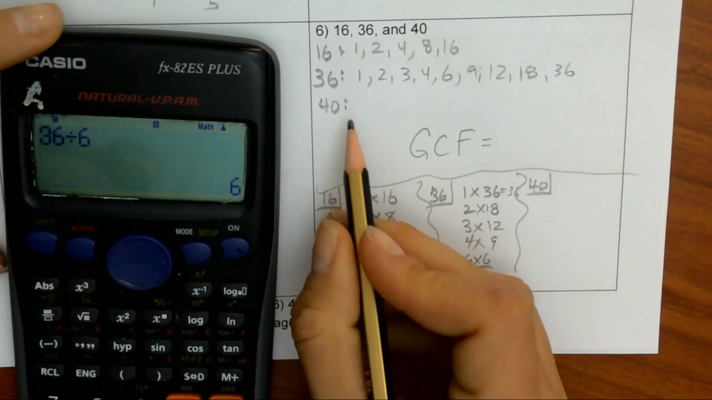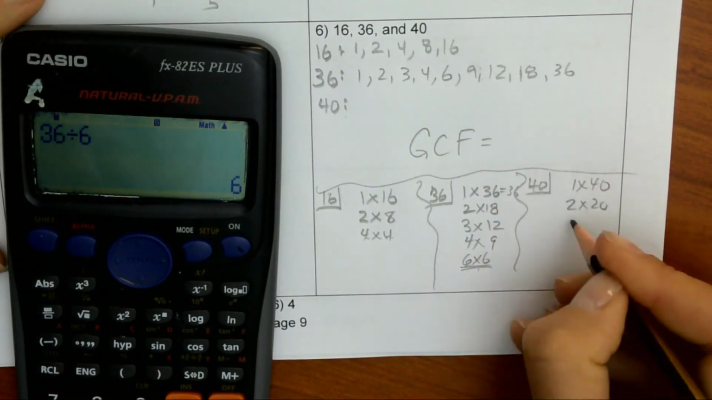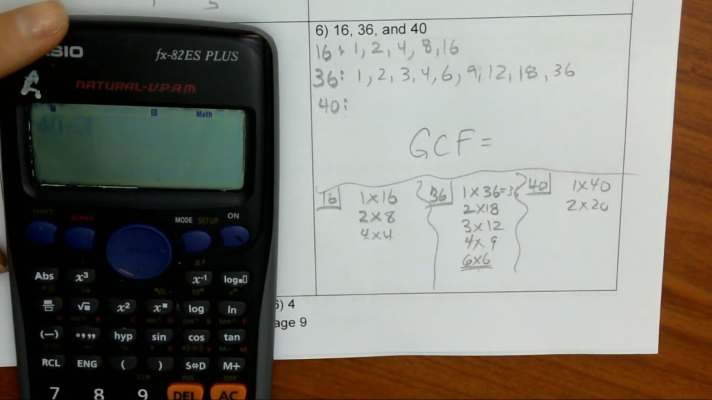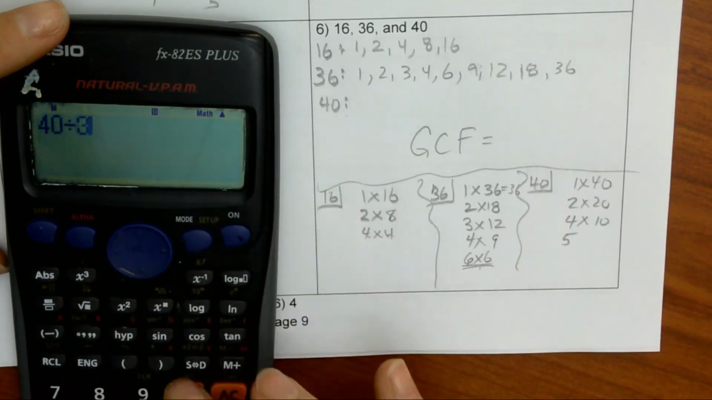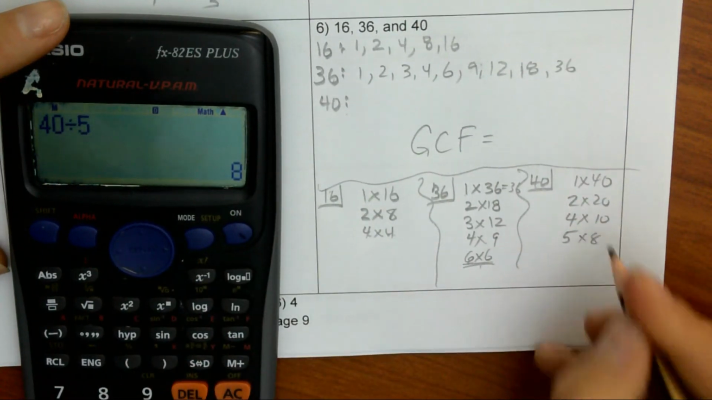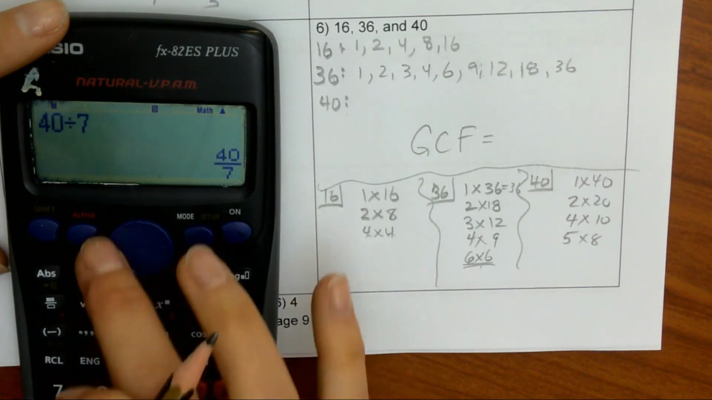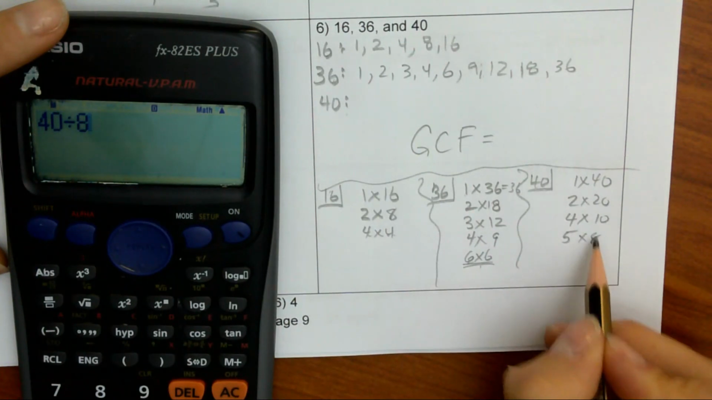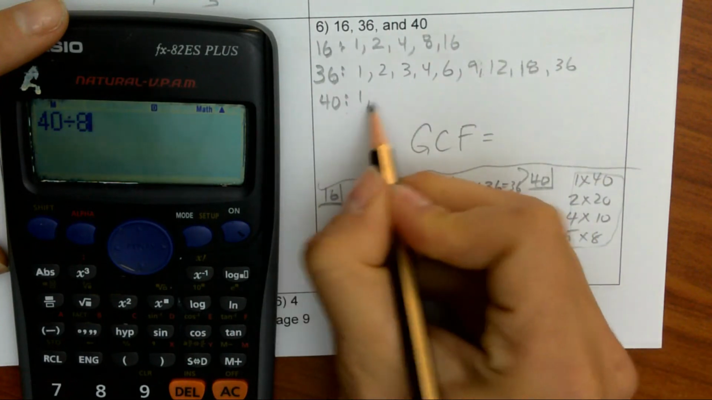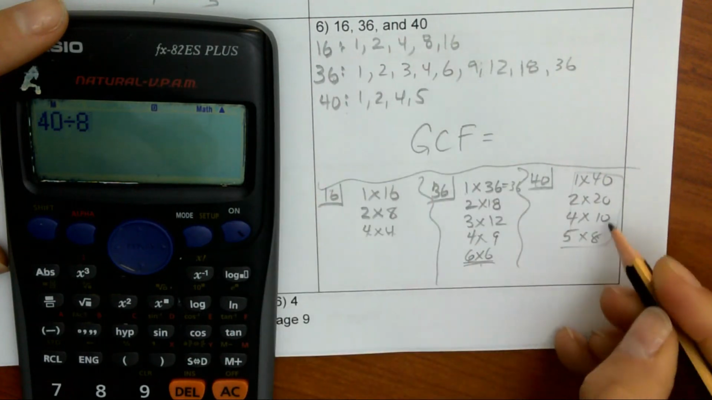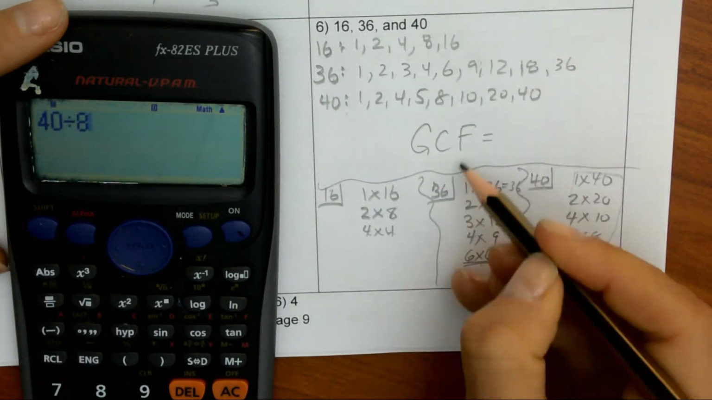Now we do 40. 1 times 40, 2 times 20. Can we do 3? I don't think so. No. What about 4? 4 times 10. 5? Let's check for 5. 5 times 8. What about 6? No. What about 7? No. What about 8? Oh, 8 we already have. So we're done. Those are the factors of 40. 1, 2, 4, 5, 8, 10, 20, and 40.